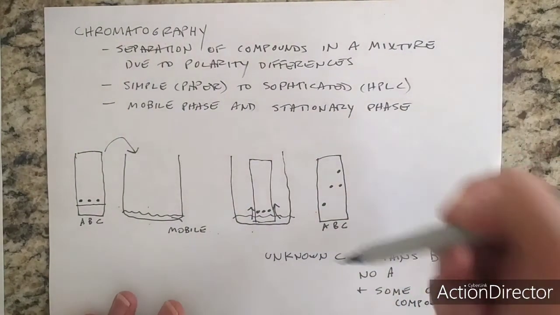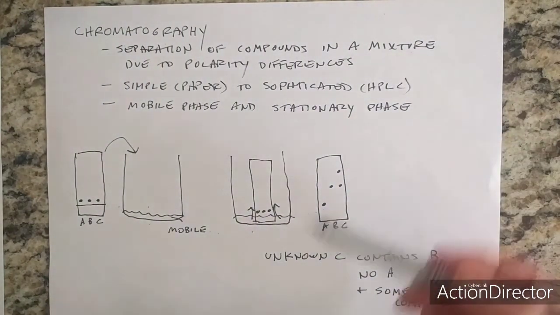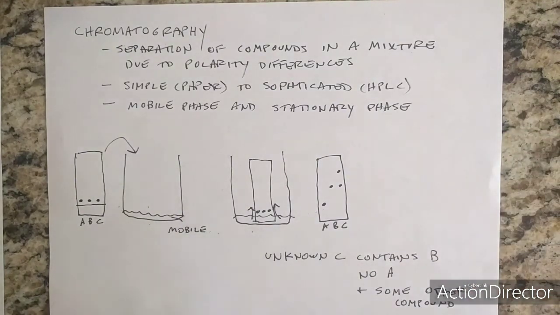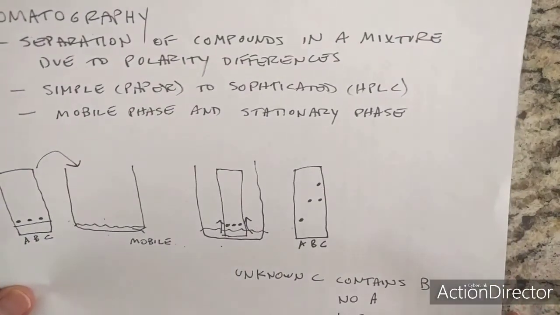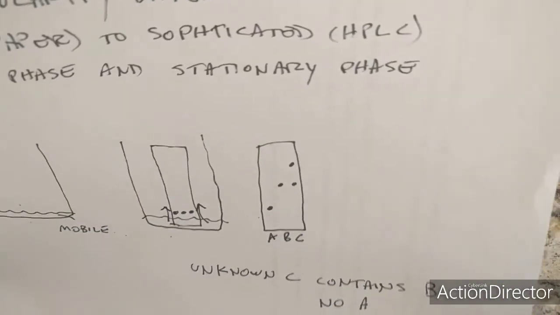So this can be used to see if you have any impurities in a compound. All right, so that wraps up our brief instrumentation review, Unit 1.